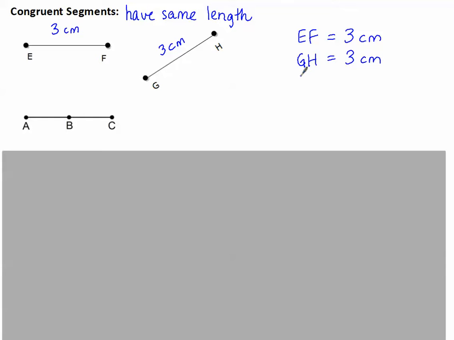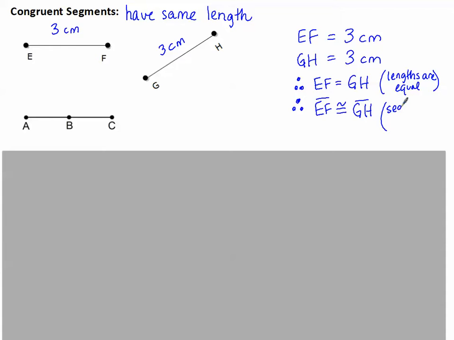Since they have the same length, we can show that those lengths are equal. EF equals GH. This is saying that the lengths are equal. And then what that tells us, because the lengths are equal, is that the segments are congruent. Segment EF is congruent to segment GH. Those symbols are telling us that the segments are congruent.